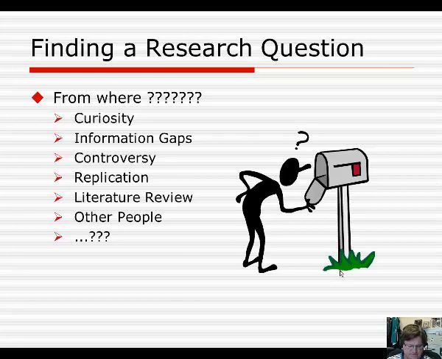So where do we get the research question from? Questions often arise from issues, controversies, concerns, problems that need to be solved. Curiosity is as good a motivational factor as any.